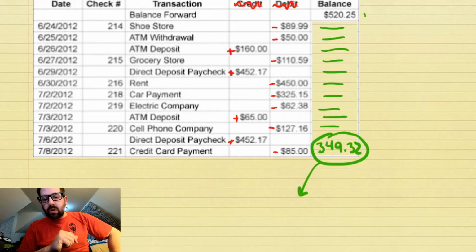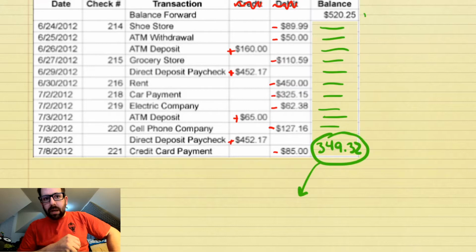You're getting stretched very, very thin. Maybe not buying shoes, maybe taking out cash for the ATM withdrawal would have been a smart decision. Maybe it wasn't necessary to buy new shoes. But everything else seemed pretty normal, right? Grocery store, rent, car payment, electric, cell phone, things you can't really avoid. That's month-to-month payments. You don't have a choice. You can't negotiate that stuff.